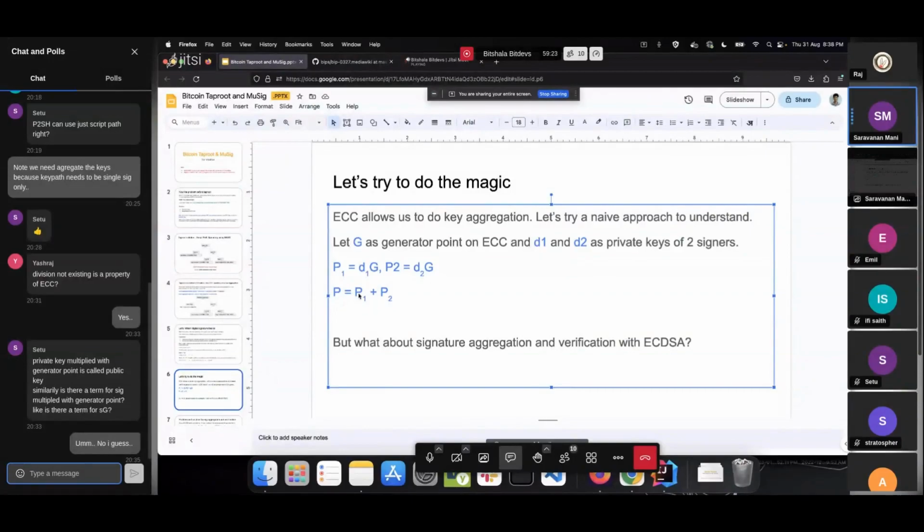The key is now a single public key. This single public key contains both P1 and P2. Without P1 and P2, we cannot arrive at this public key. So that is one of the basic pieces of information we need to be sure about. So just a simple addition. That's what we are doing here.